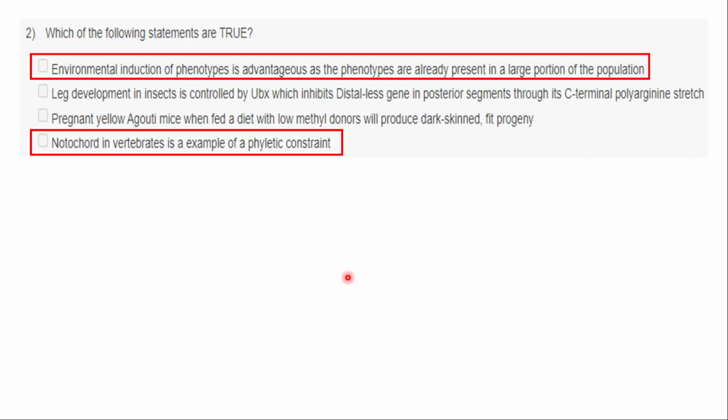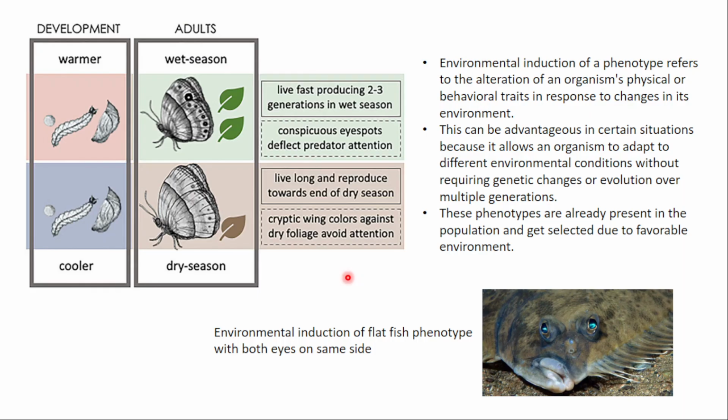And since we saw that people are getting confused, I'll explain all four statements here. Let us go through it one by one and clarify. So the first statement, environmental induction of phenotypes is advantageous. This is a concept that Professor Subramaniam was referring to, genetic assimilation and accommodation.